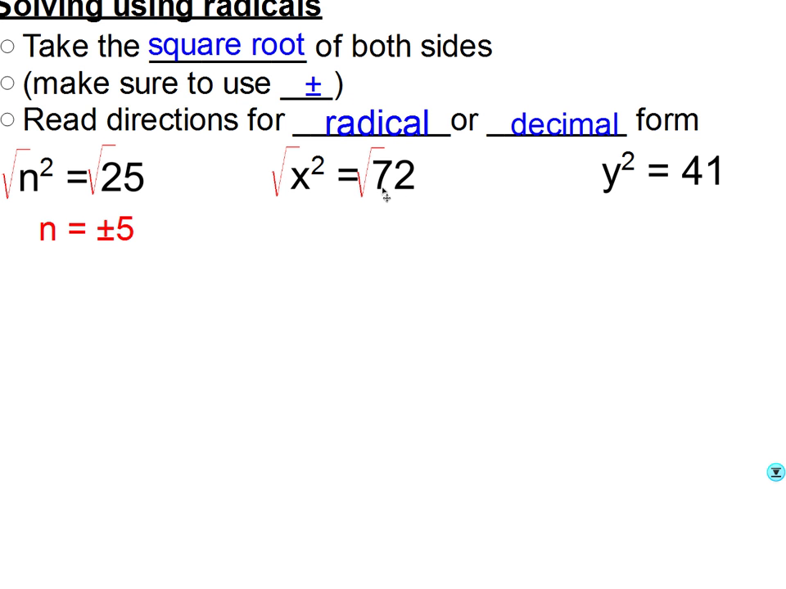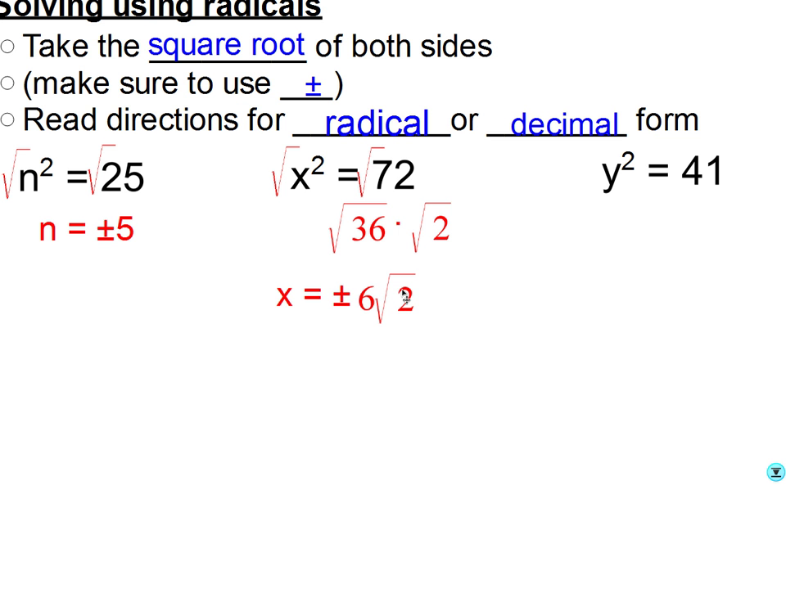72, when I'm trying to find the largest perfect square that comes out of 72. So 9 is tempting because 9 times 8 is 72. However, 9 is not the largest perfect square that can come out of 72. 36 is the largest perfect square that can come out of 72. So 36 times 2. And so that means that x equals the square root of 36, which is 6, so plus or minus 6 root 2.